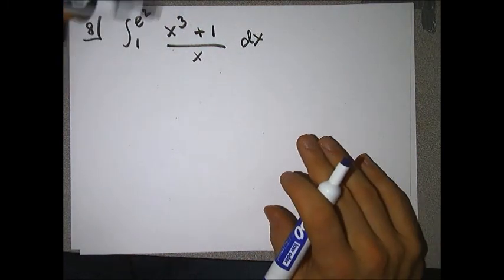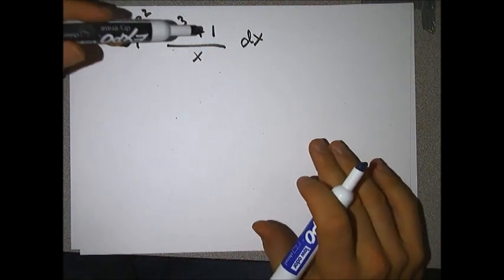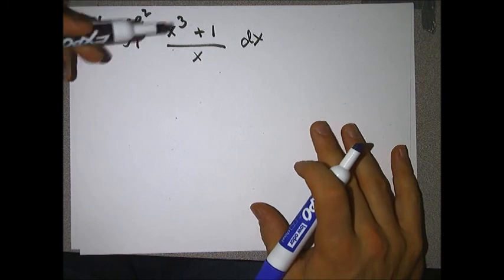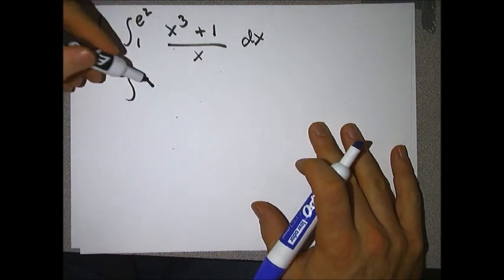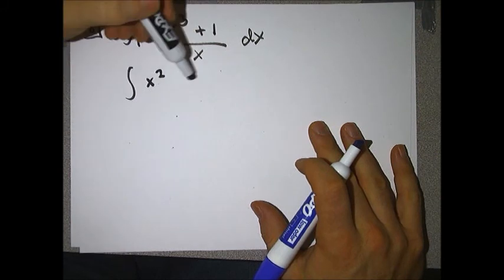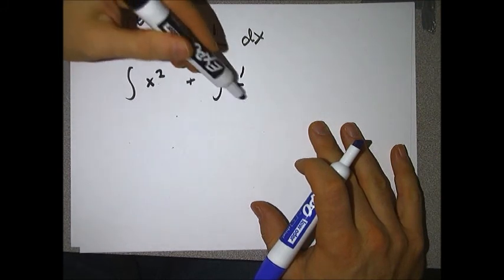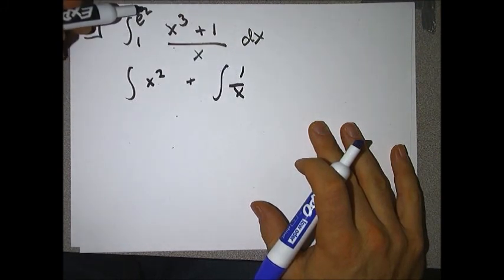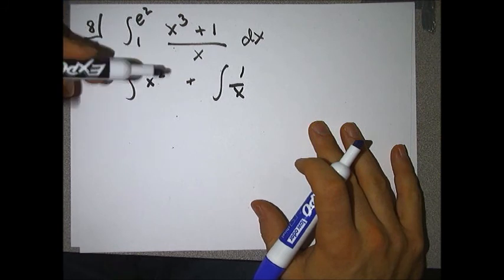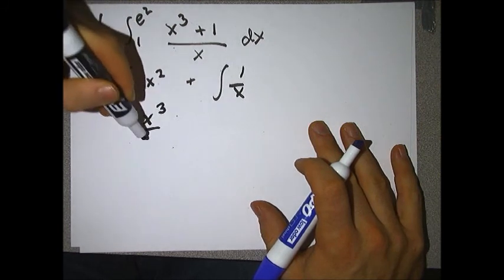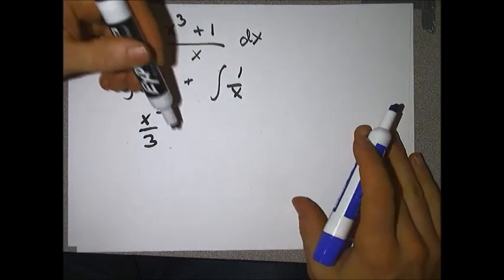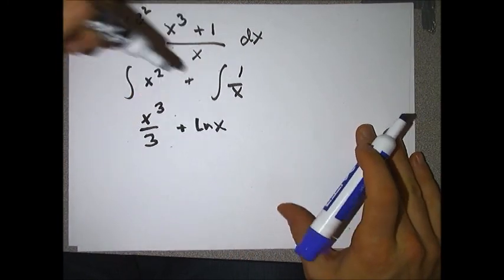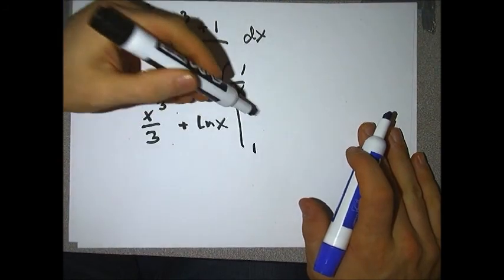Number 8 asks us to integrate from 1 to e squared for the given function. The strategy here is to split these into 2. So x to the 3rd over x is x squared, and then this is 1 over x, again from 1 to e squared. When I integrate x squared, I have x to the 3rd over 3. When I integrate 1 over x is the natural log of x, and we're running this from 1 to e squared.